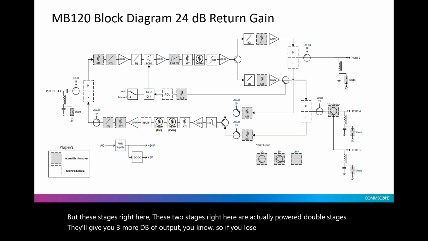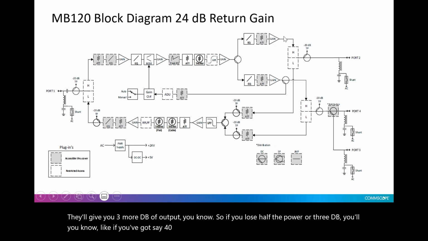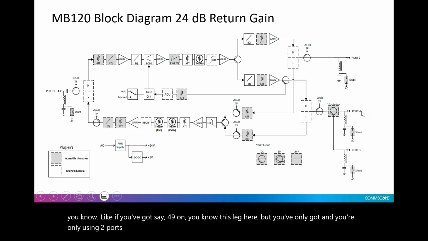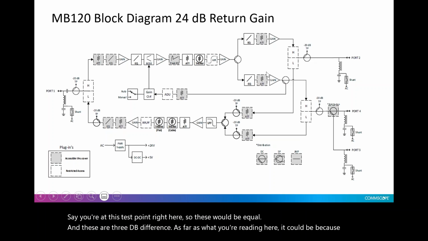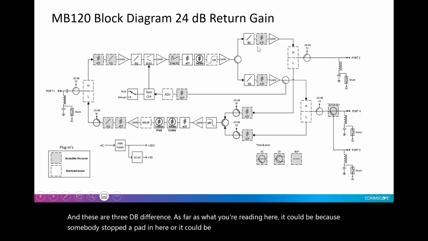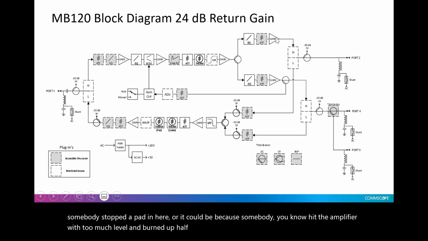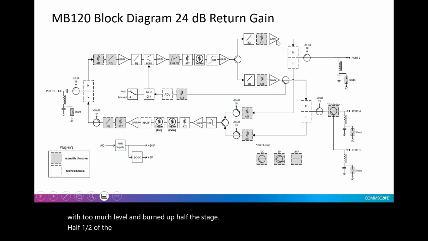So if you lose half the power, or 3 dB, like if you've got, say, 49 on this leg here, but you're only using 2 ports over here, say you're at this test point right here, so these would be equal. And these are a 3 dB difference as far as what you're reading here. It could be because somebody stuffed a pad in here, or it could be because somebody hit the amplifier with too much level and burned up half the stage, one half of the stage of this 3 dB additional gain amplifier.